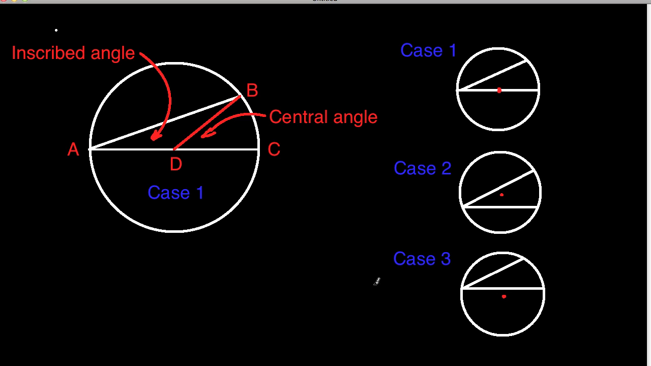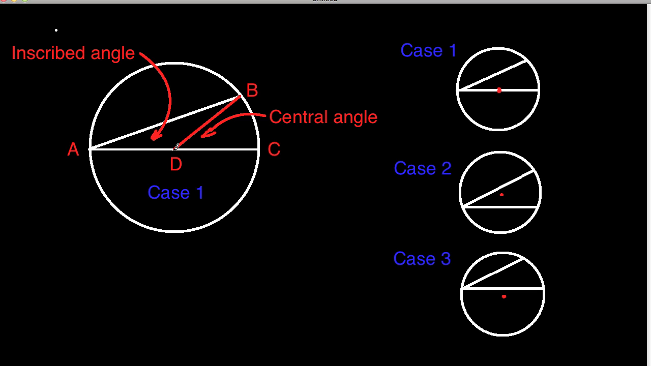And the third case will be when the center point of the circle is exterior to the inscribed angle, as shown here. So first, let me prove the result for case 1, which is when the center point of the circle lies on the line AC. And here we mark the center point of the circle as the point D right here.